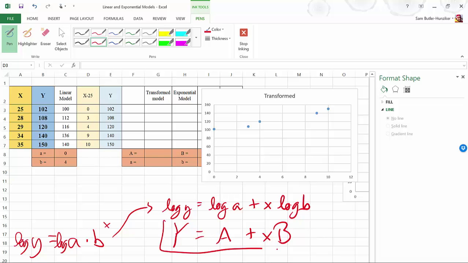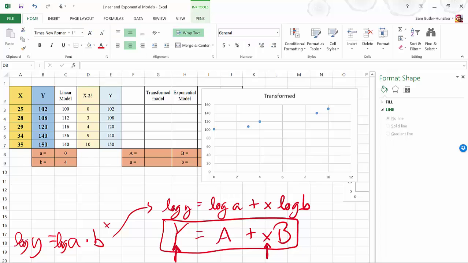This is a setup for a linear model. Again, that's a linear model with x, the original x value, and log of our y value. So if we have a truly exponential model of the form y equals a times b to the x, by graphing the x values with log of our y values, we should get a truly linear model.